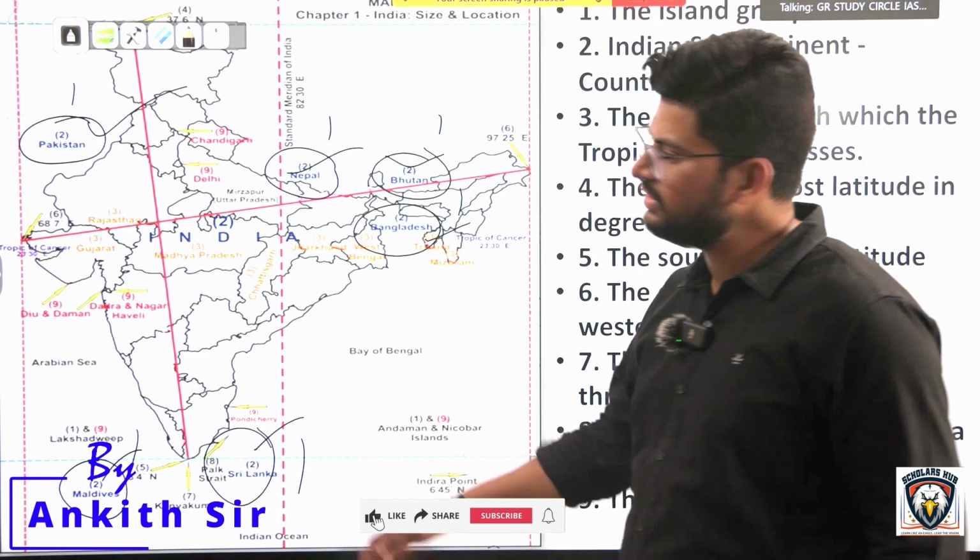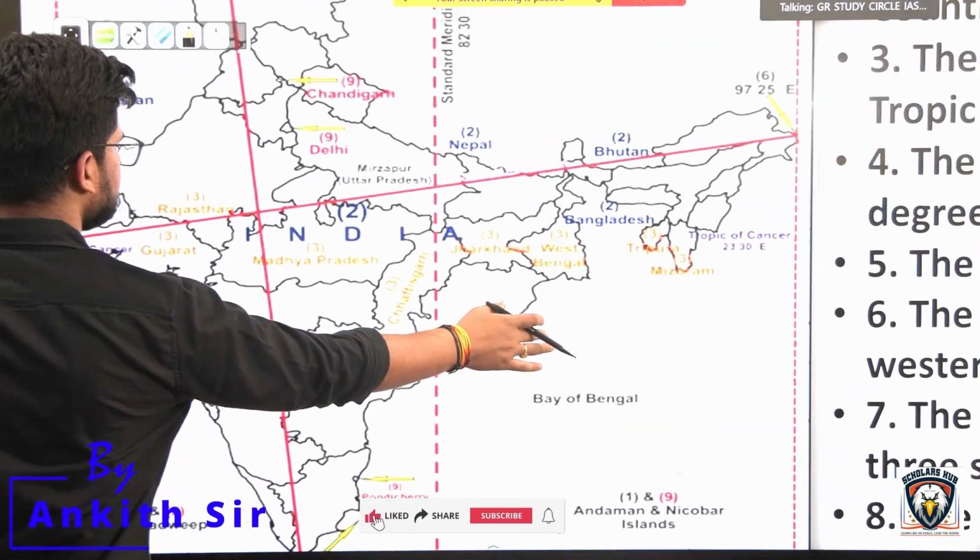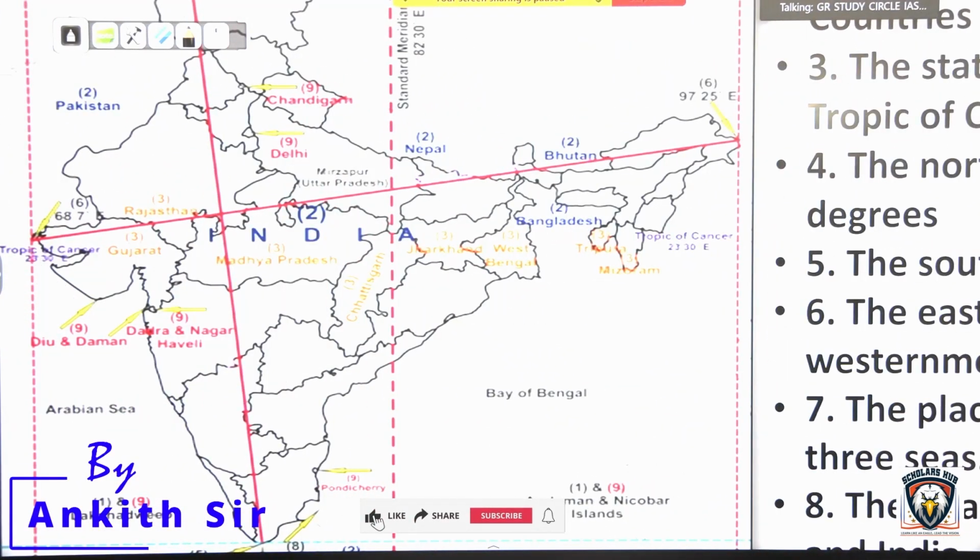Then the next important point to remember: the Tropic of Cancer passes through how many states? The Tropic of Cancer, that is 23.5 degrees north latitude, passes through India almost at the center of India, and it passes through 8 states. What are the 8 states?